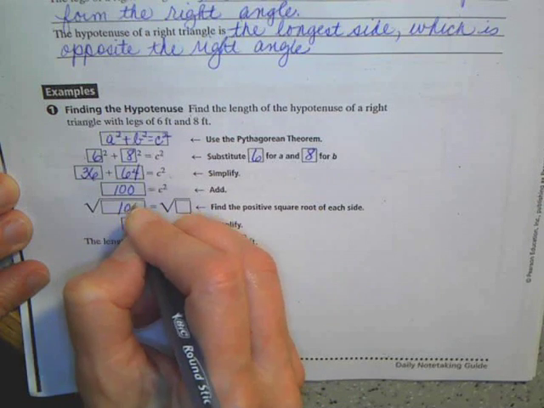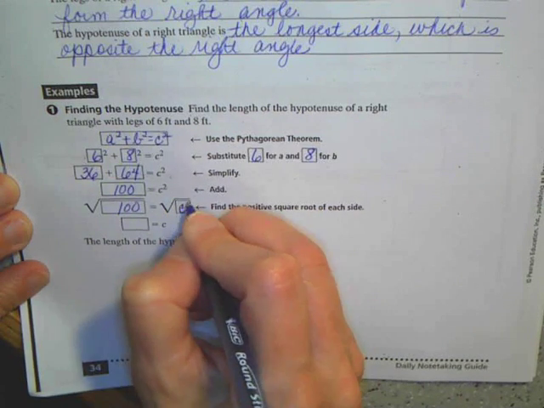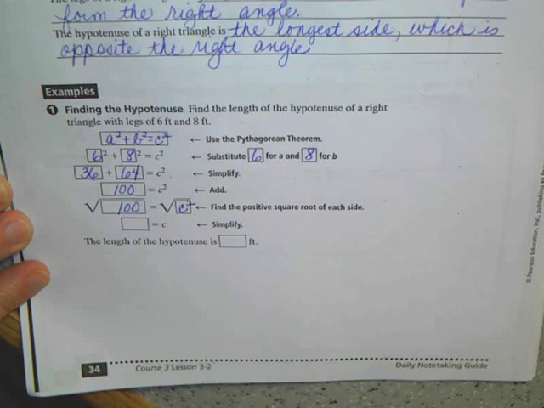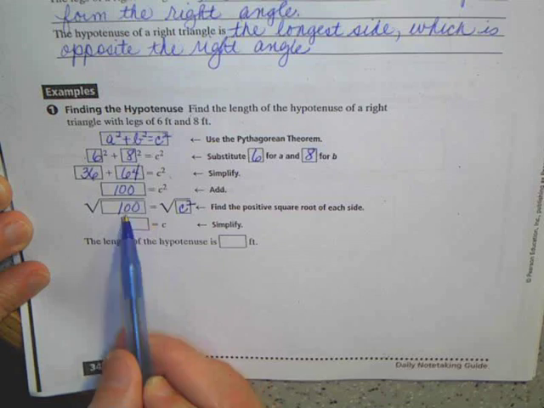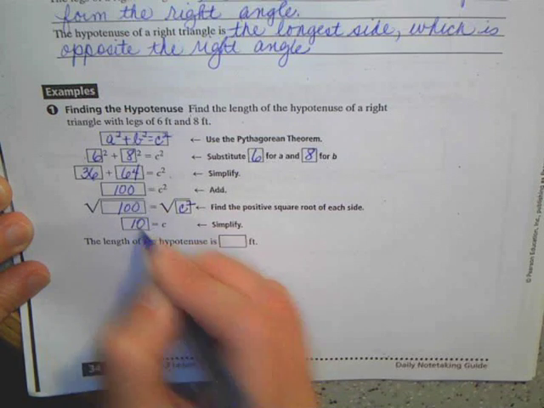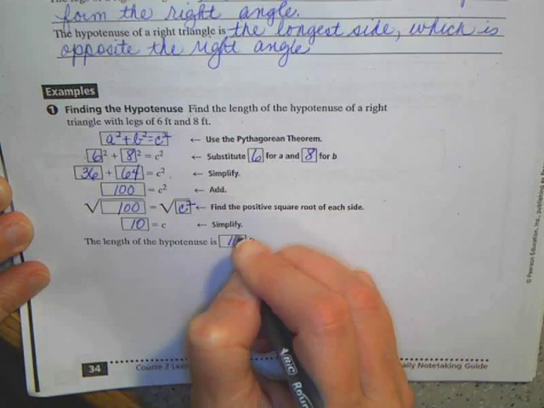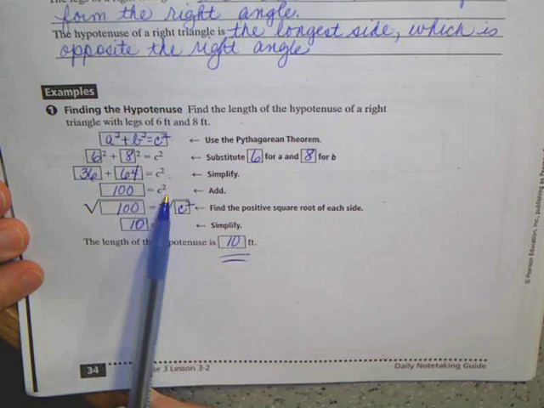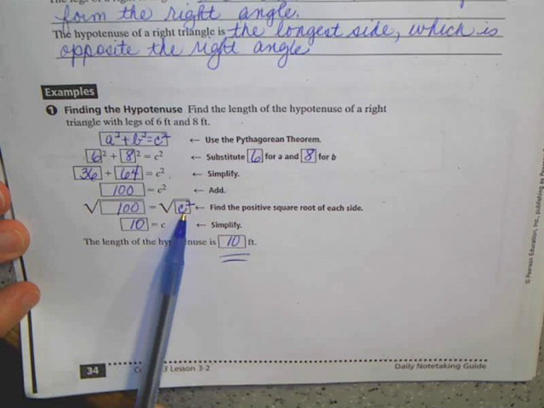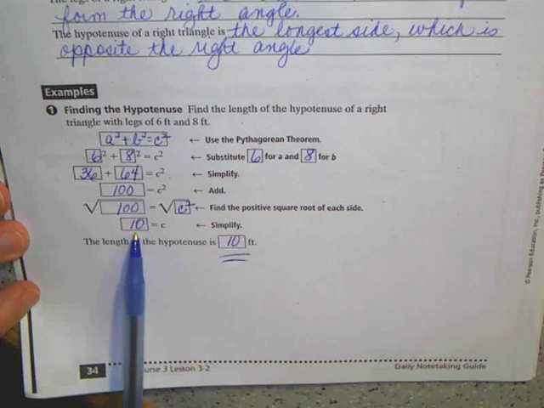Now, the square root of 100 is equal to the square root of C squared. So the square root of C squared is C. The square root of 100 is 10. So the length of the hypotenuse is 10 feet. Okay, so basically I substitute in and solve for C squared first. Once I do that, I square root each side. So C gives me 10.